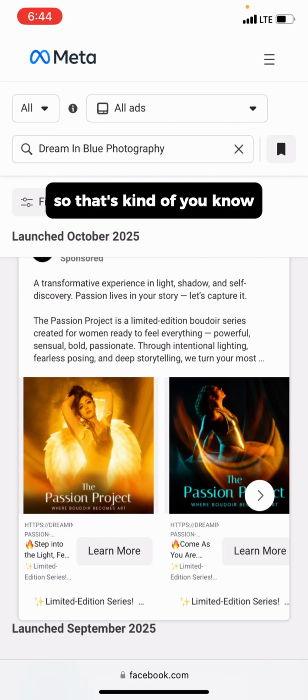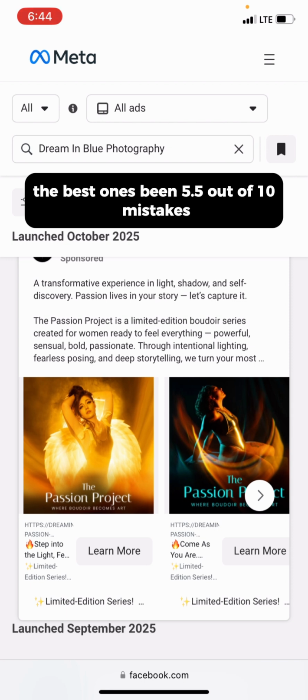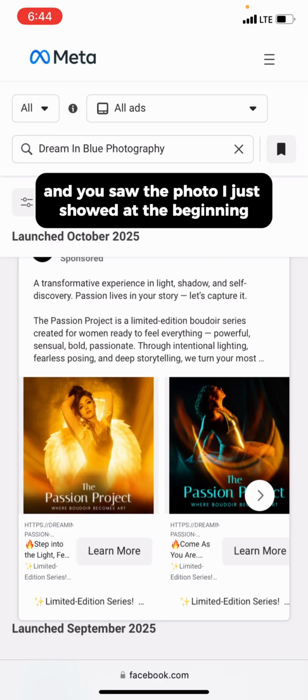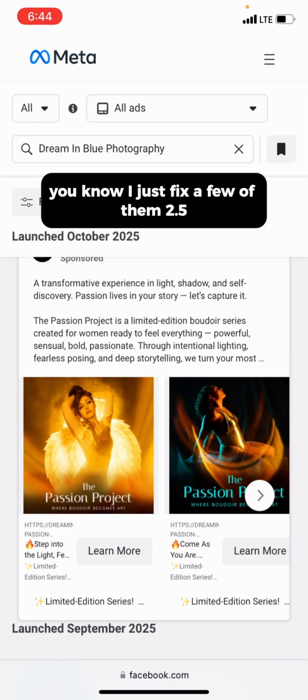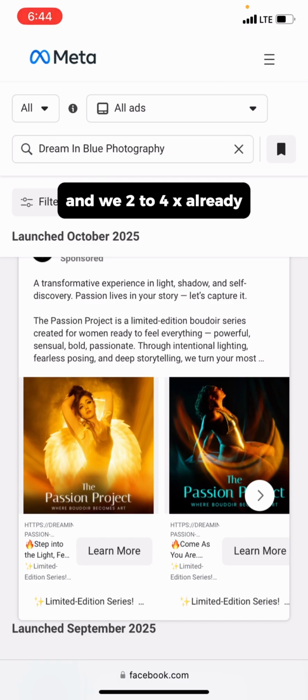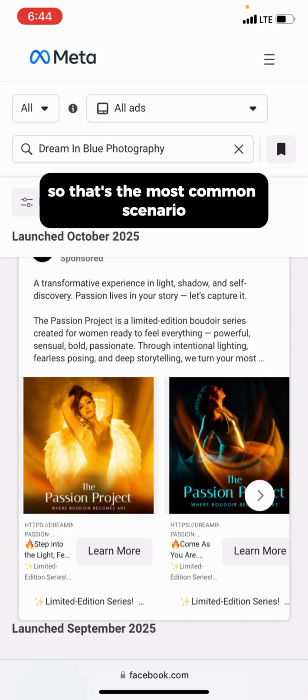So that's option A, which is basically all the boudoir Facebook ads I've seen so far. The best ones have been 5.5 out of 10 mistakes. And you saw the photo I just showed at the beginning. I just fixed a few of them, got down to 2.5 out of 10 mistakes, and we already got 2 to 4x the amount of women coming and consuming our ad copy, becoming pre-qualified. So that's the most common scenario.